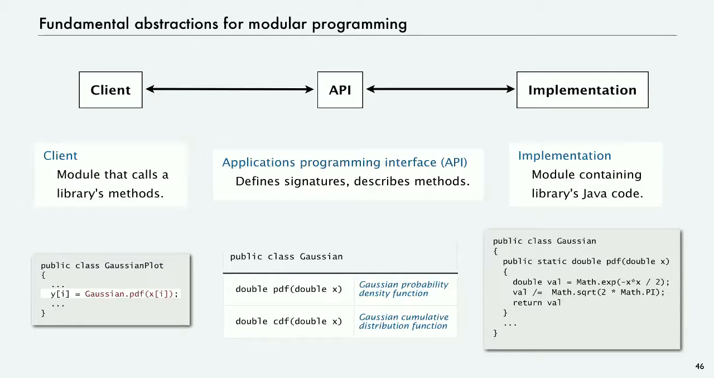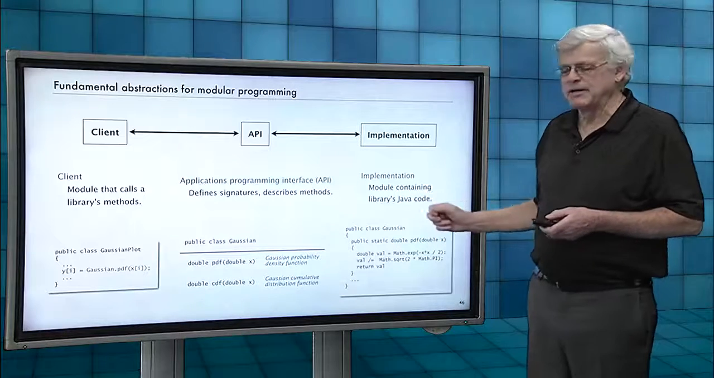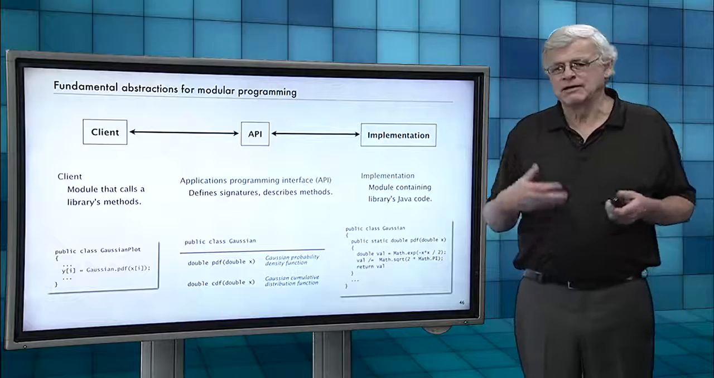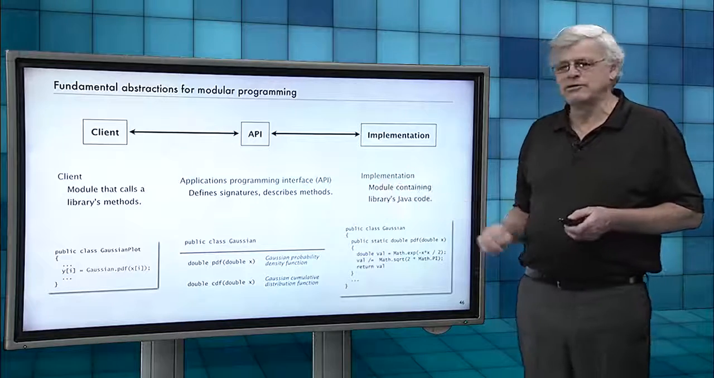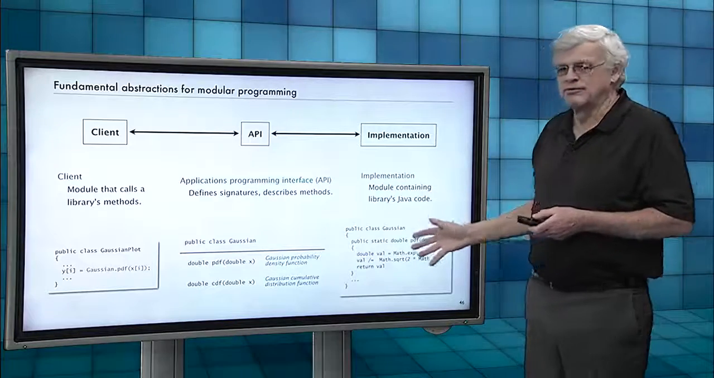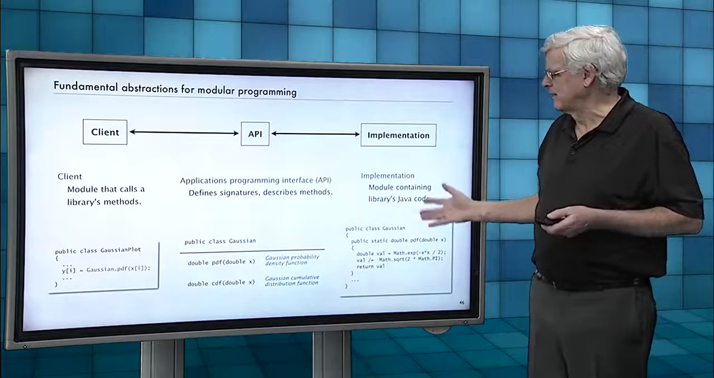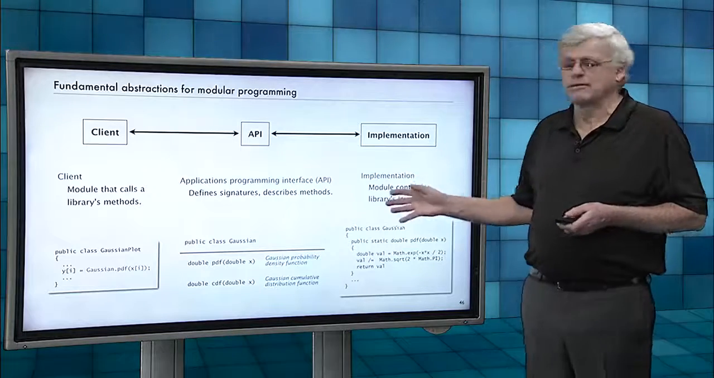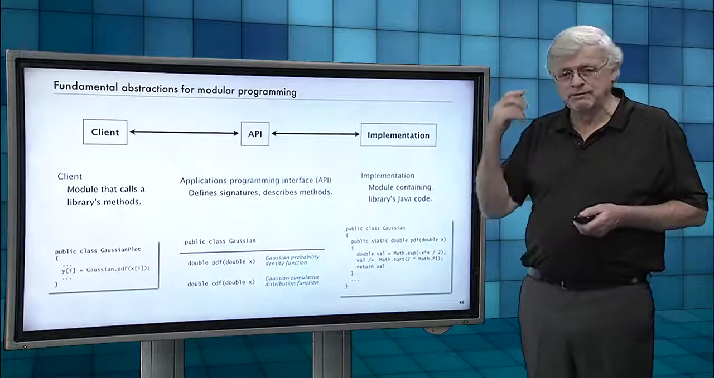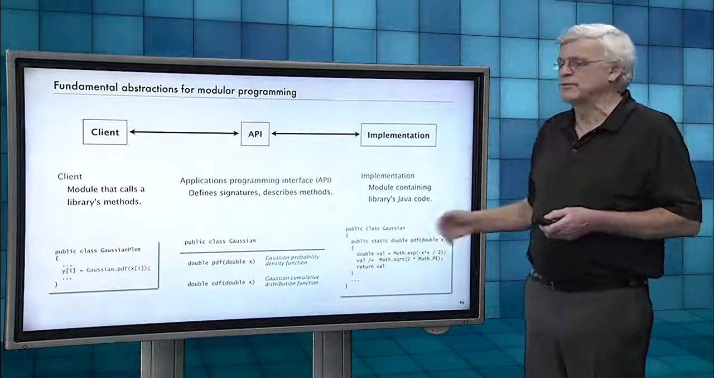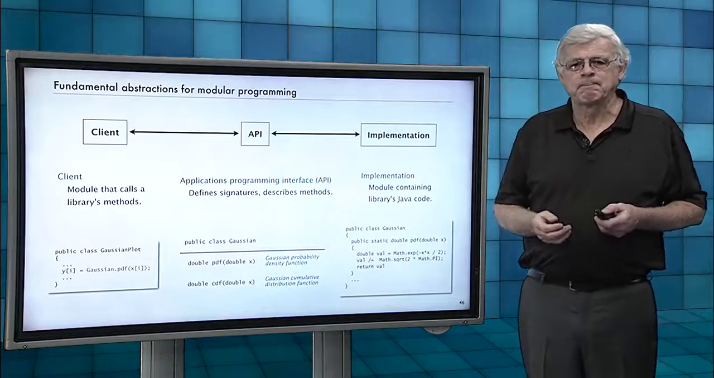The idea is that the API is a contract between the client and the implementation that gives just enough information but not too much, allowing the implementation to be independently developed and allowing clients of all sorts to use it. If we want to later improve the implementation or change it in some way, we can do that without requiring that we recode the clients, as long as we stick to the API.